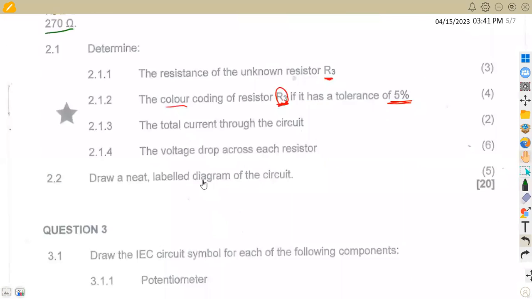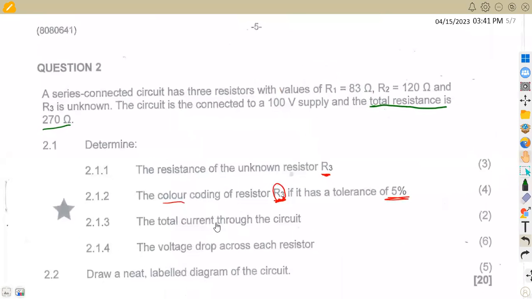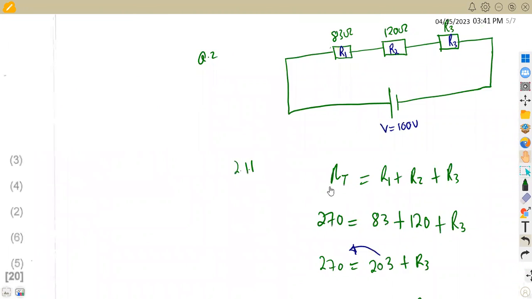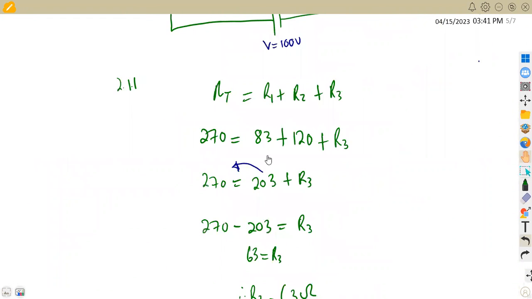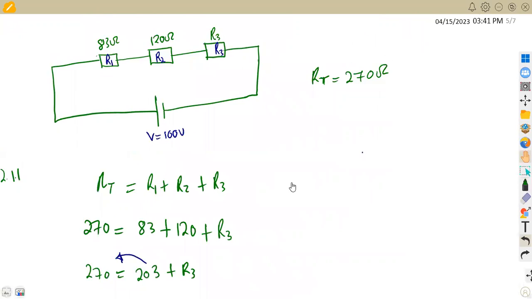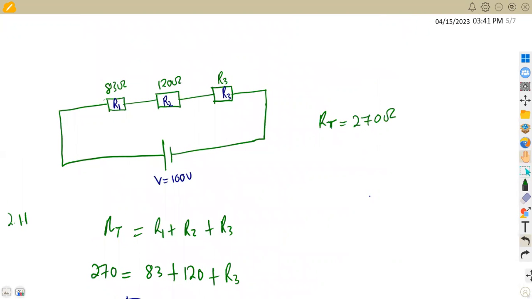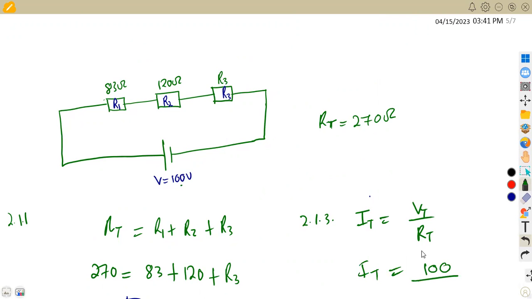Then let's move on to 2.13. 2.13, the total current through the circuit, and that's 2 marks. Remember that total current is taken from what? From the total resistance. We are given the total resistance of the circuit. We have got the total voltage. So that means we can calculate the total current, that is the total voltage over the total resistance. So our total current is going to be the total voltage of 100 over the total resistance of 270 ohms.